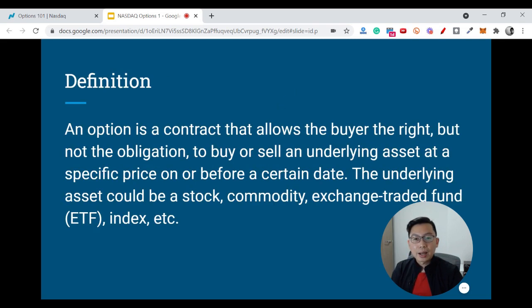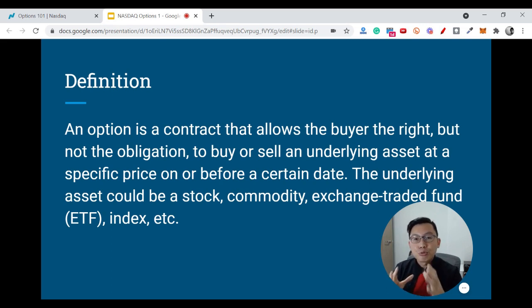An option is a contract that allows the buyer the right but not the obligation to buy or sell an underlying asset at a specific price on or before a certain date. The underlying asset could be a stock, a commodity, ETF, an index, etc. Of course, this is a standard definition of options. But are you still confused or not?